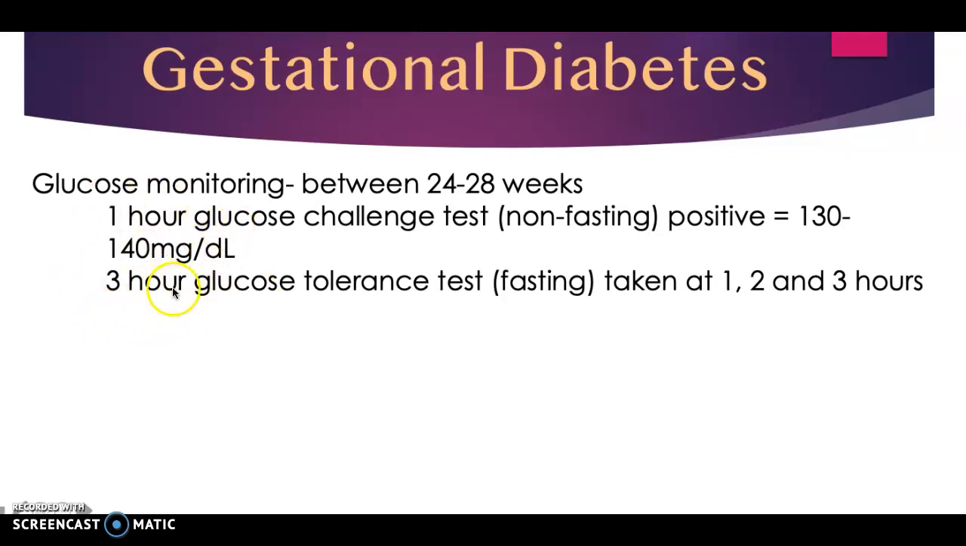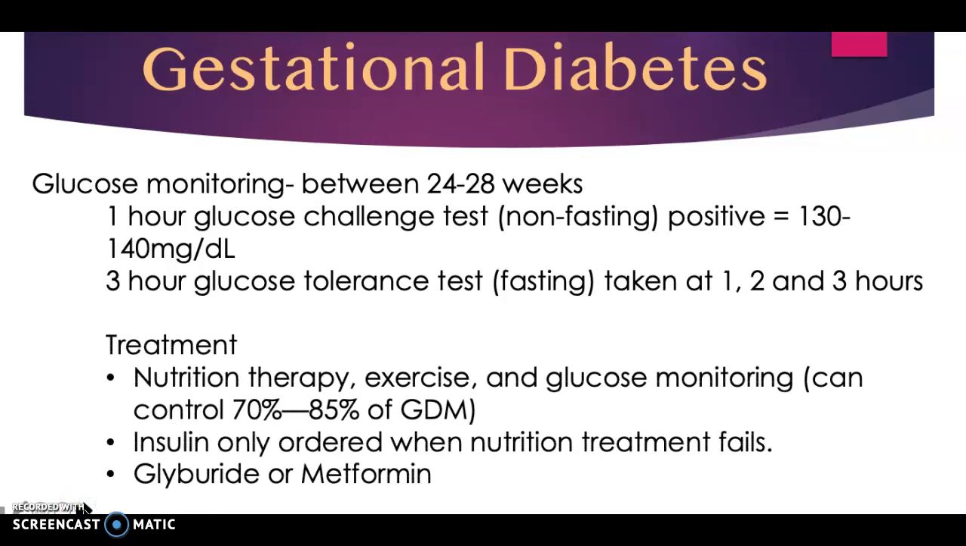So this is the second test, and this time it's a 3 hour glucose, meaning you have to monitor their glucoses at 3 different hours. So this one is a fasting. They have to come fasting this time, and we take their sugars at 1, 2, and 3 hours. And if their sugars are still high for these three different time periods, then they get the diagnosis of gestational diabetes.